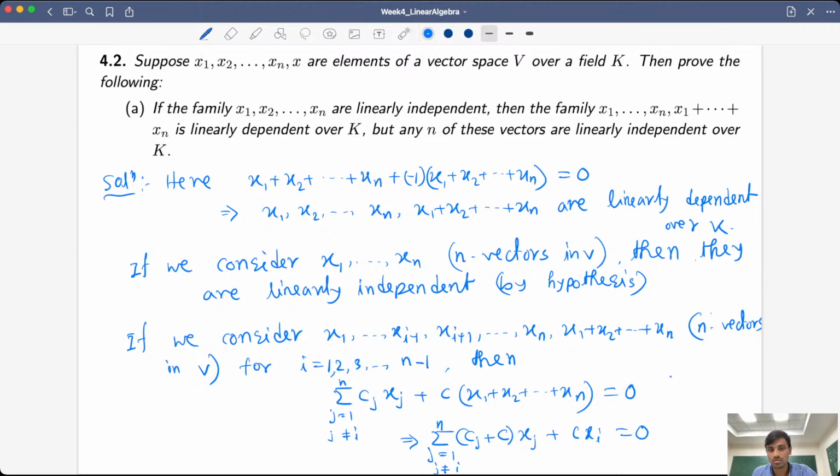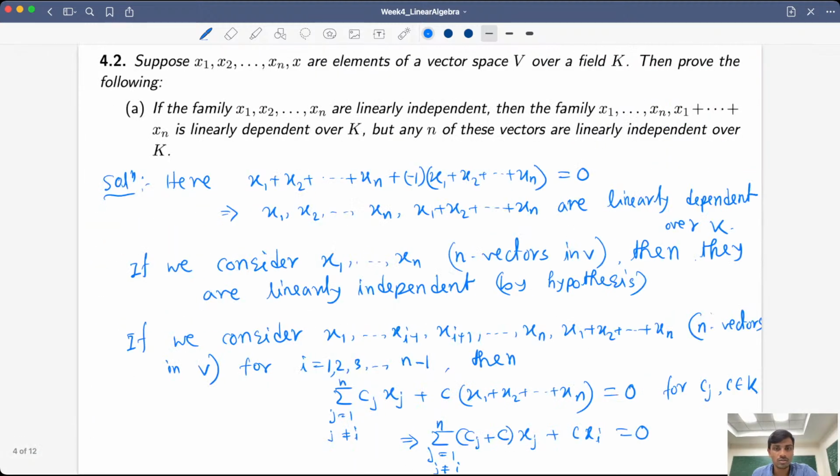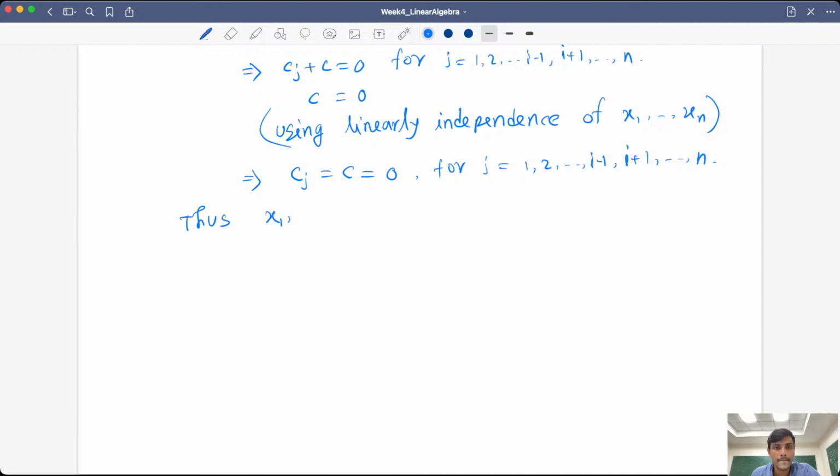So for cj, c belonging to K, thus these vectors are also linearly independent. Thus x1, ..., xn, x1 plus x2 plus ... xn are linearly independent.